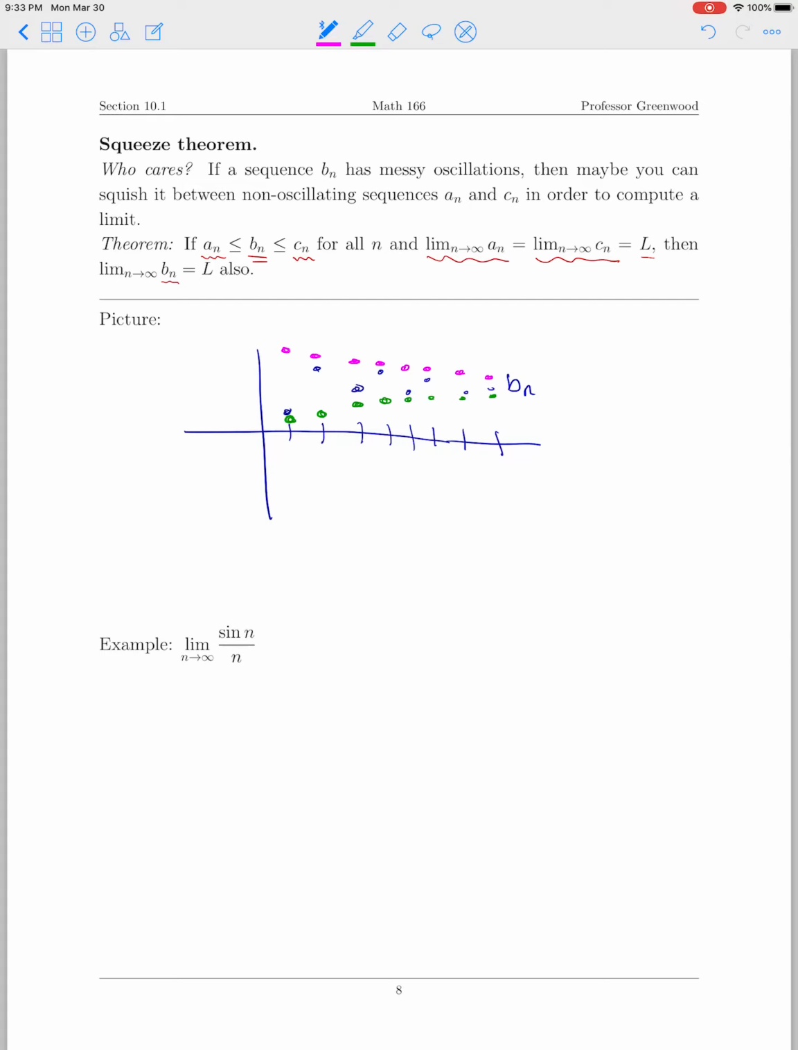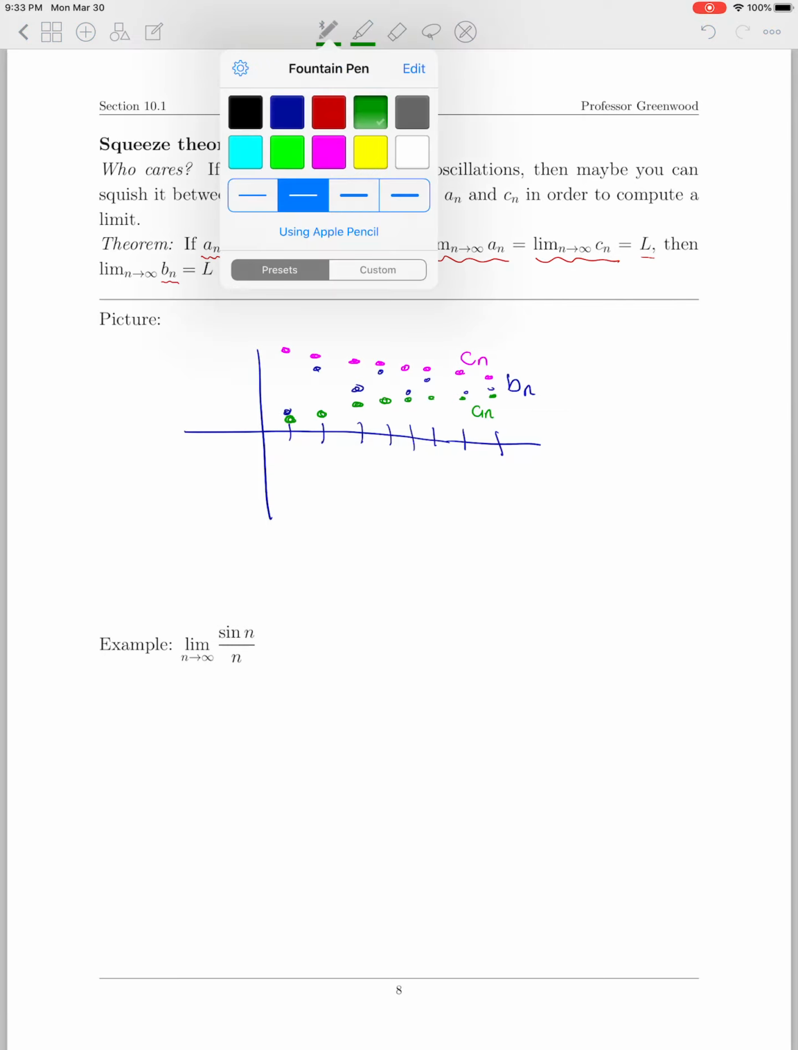It might be easier to compute the limits for my sequences c sub n and a sub n. And as long as these pink and green dots end up going to the same place in the long run, then they're going to squish b sub n between them, and then we'll know that the limit of the b sub n sequence has to be the same.